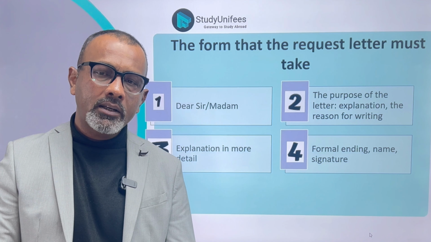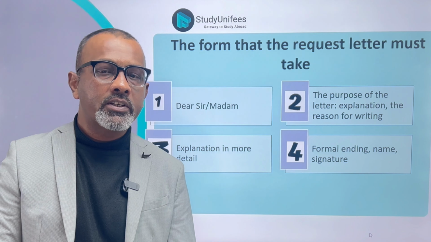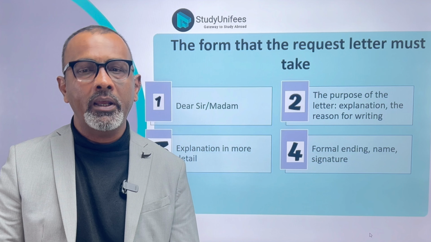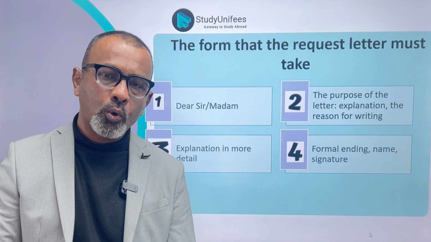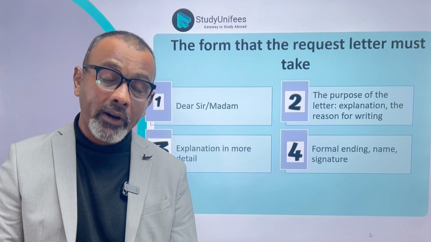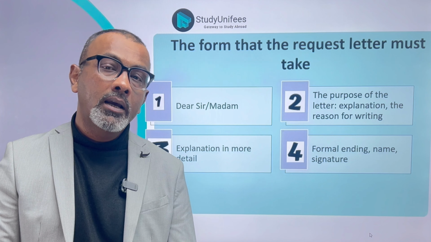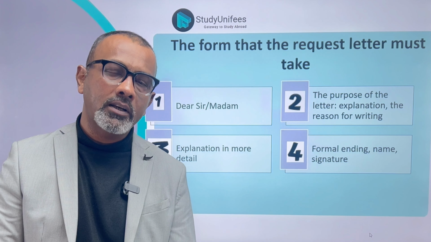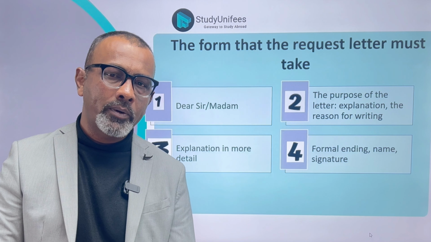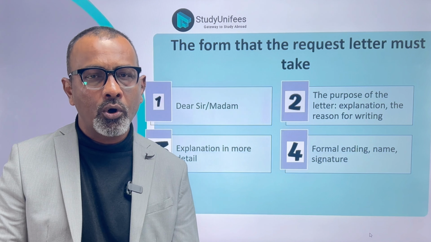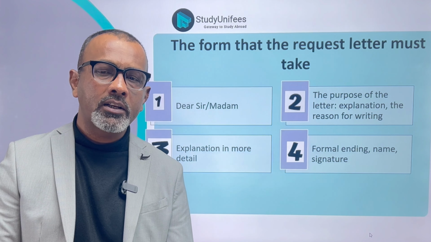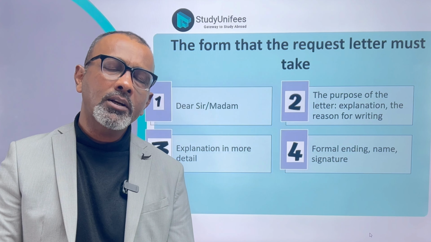This letter must take the following form. You start off with Dear Sir / Ma'am because you have no idea whether that person is male or female. Then, in part 2, in one sentence, state what the purpose of your letter is, what exactly you're writing about, what your request is. In part 3, which is the longest part of the entire letter, explain in more detail what your request is about. Explain the situation, explain the request, and make sure you address all the points in the prompt. Part 4 is one short sentence for a formal ending, then your name and your signature.